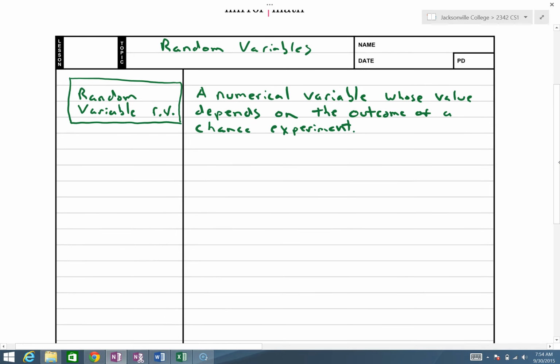Discrete random variable. A random variable with possible values that are isolated points on a number line.